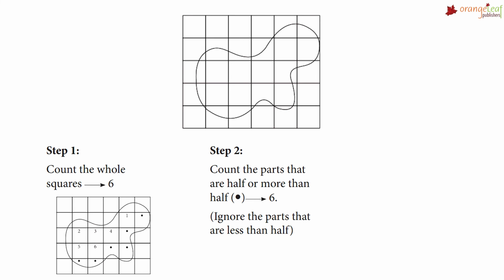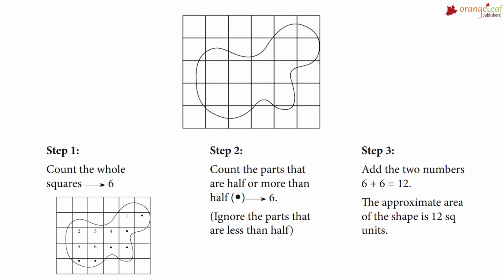Now, we have to count the parts that are half or more than half. Let's mark it with a point. And let's ignore the ones that are less than half a square. We can see that there are 6 parts that are more than half. Let's add the 2 parts, which gives us 12 squares. So the approximate area of the shape is 12 square units.